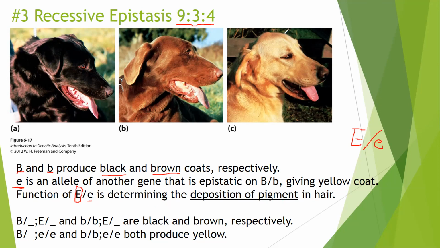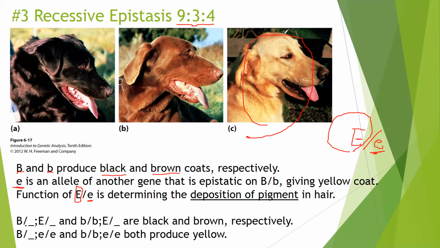If this gene is a mutant, no pigment can be deposited in the hair, so this will show you the yellow color. Only if we want to see the B gene expressed: the B gene will be expressed only if the E gene is a wild type. Otherwise, no pigment will be deposited in the dark hair.